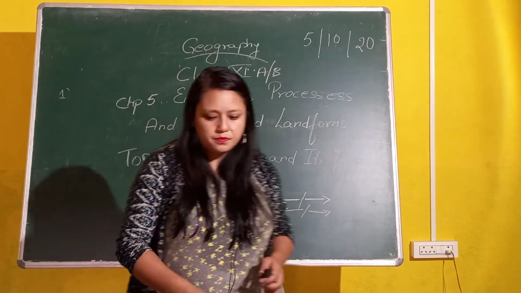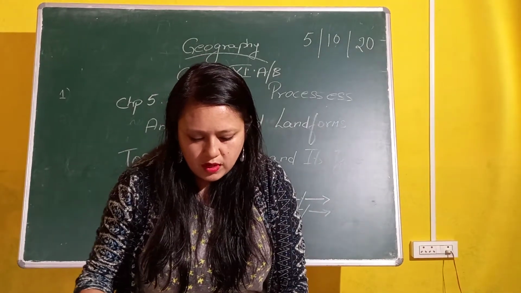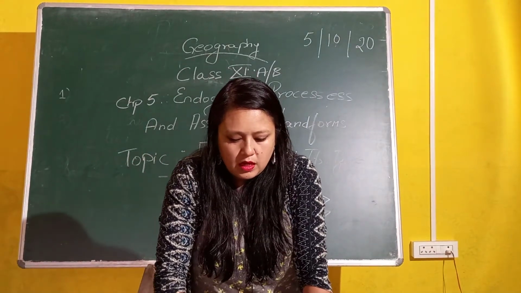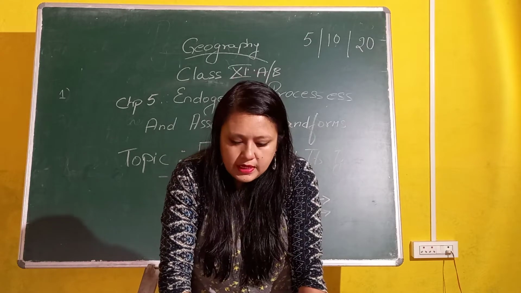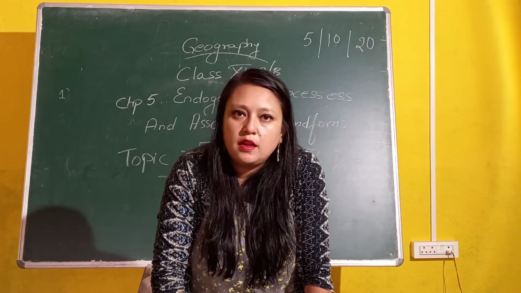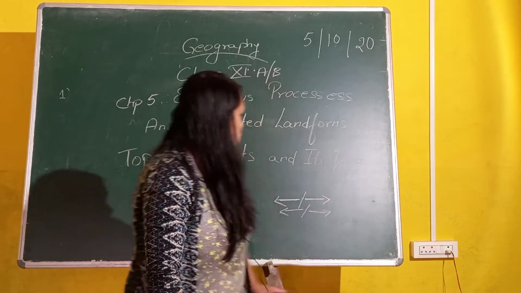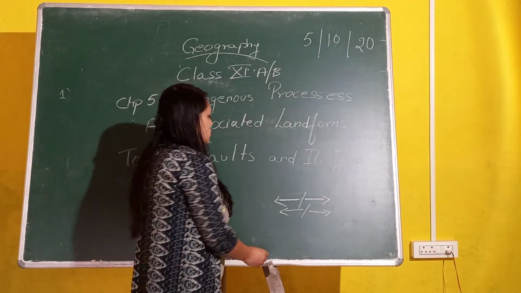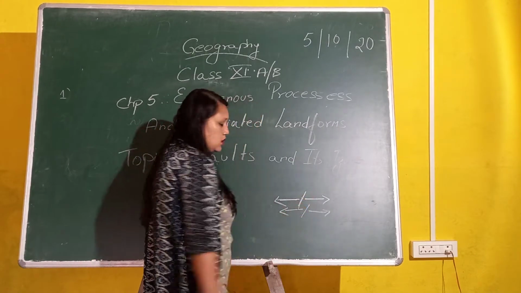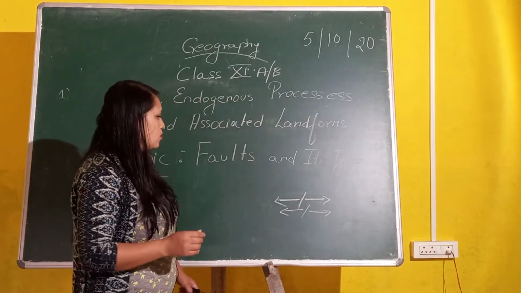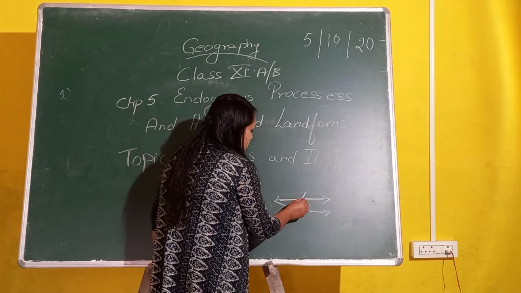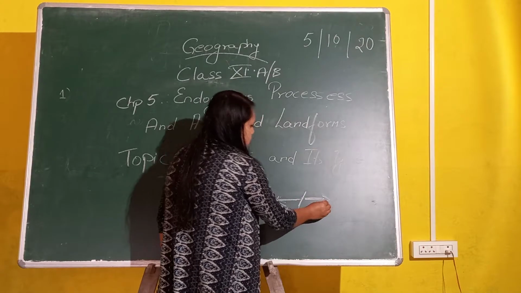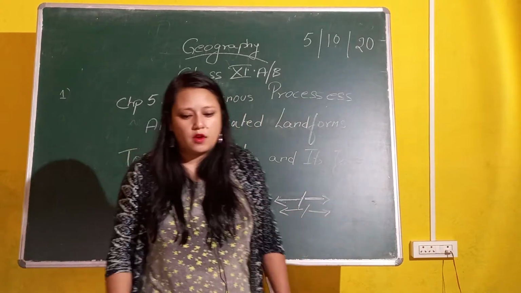Now if you look at the definition, what do you mean by faults? Compression results in folding and tension results in faulting. So what do you mean by fault? A fault is a crack which is caused on the surface of the earth when two or more forces act from a point towards different directions. This is known as faulting.